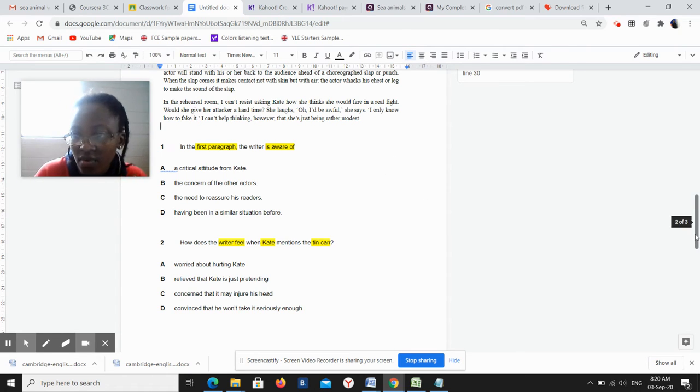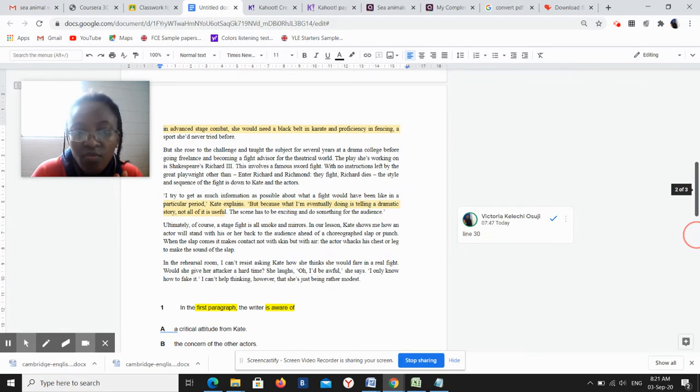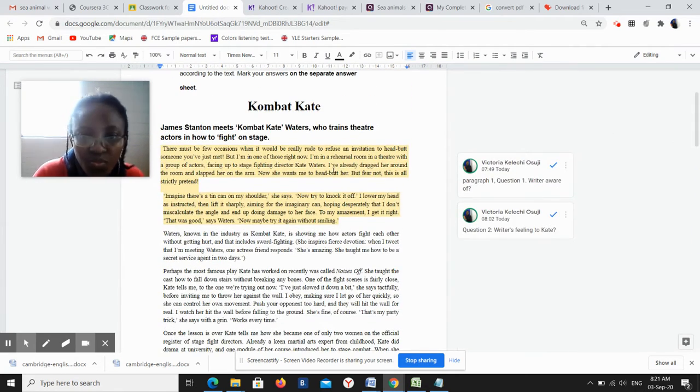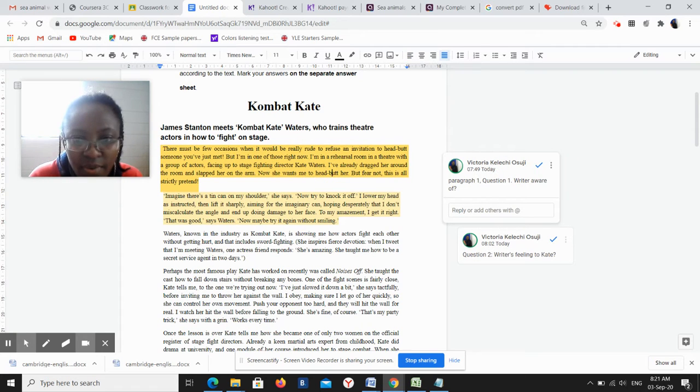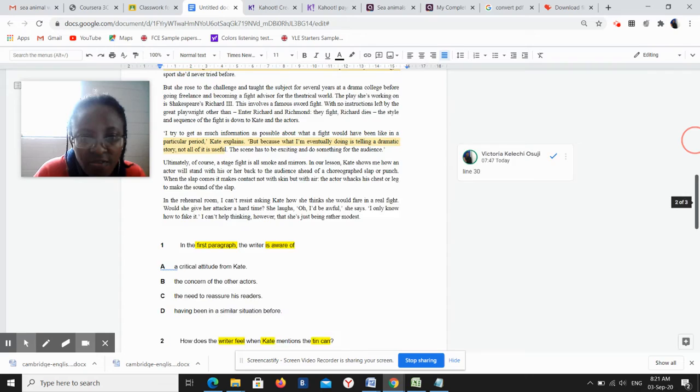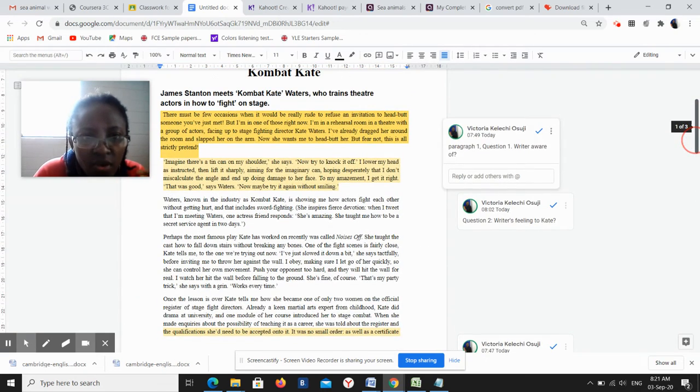But let's take a look at the first question. In the first paragraph, the writer is aware of what? A, a critical attitude from Kate. Does Kate display a critical attitude in the first paragraph? In the reading, it doesn't really say anything about a critical attitude from Kate. It just talks about how Kate wants him to headbutt her, but that's not a critical attitude. Option B, concern from the other actors: they did not show any concern, it just says the other actors are acting in the same rehearsal room.